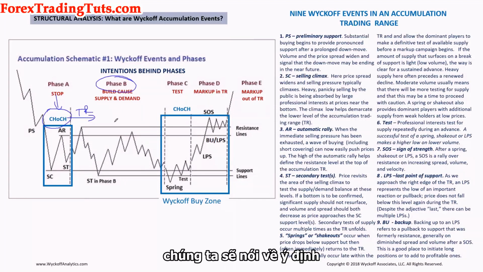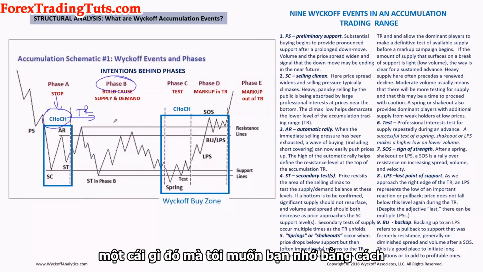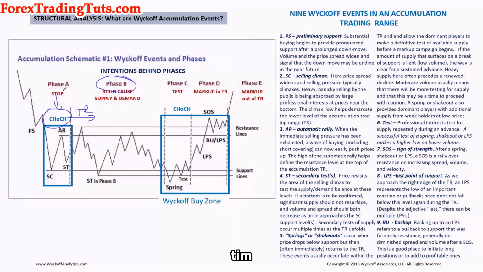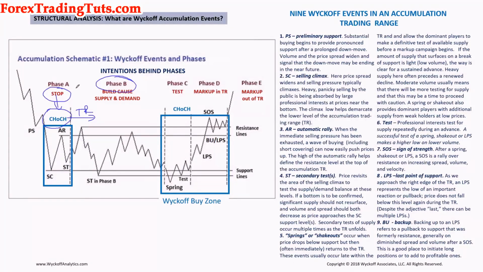We will be talking about the intentions of the trading range, of the phases in the trading range. And that is also something that I want you to remember by heart. The intention behind phase A is all about stopping the previous trend. In the accumulation, you will be stopping a downtrend. In the distribution, you will be stopping an uptrend. And therefore, the intention is just to stop the previous trend.